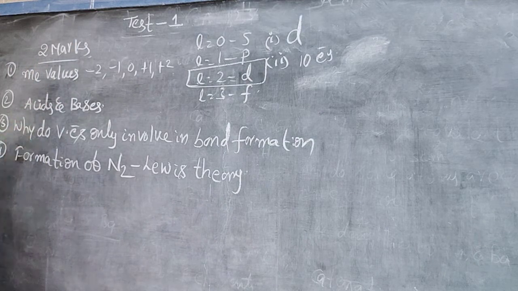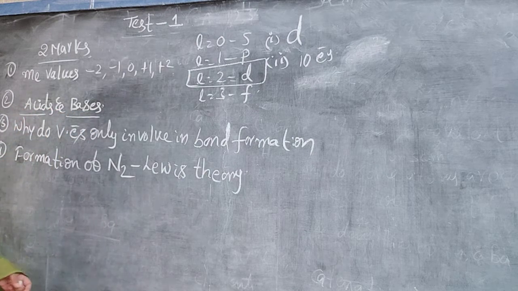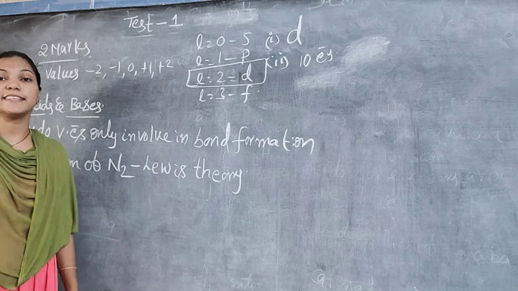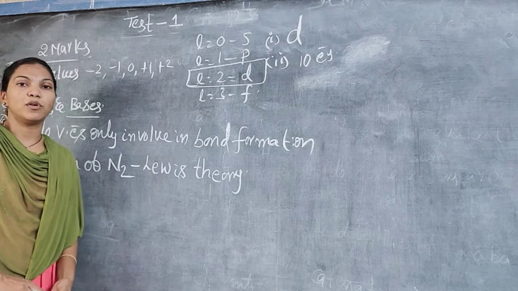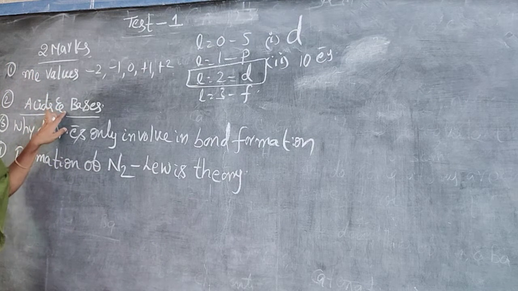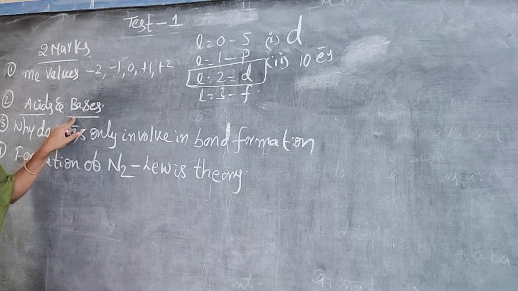Next, second question: give examples for acids and bases. You have to write any examples for acids: sulfuric acid, hydrochloric acid. And for the bases: sodium hydroxide, calcium hydroxide. Sodium carbonate is a mild base. Most of you write sodium carbonate, but remember sodium carbonate is a base. Sodium hydroxide, calcium hydroxide, barium hydroxide, magnesium hydroxide are examples of bases.